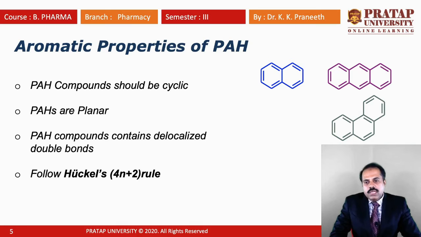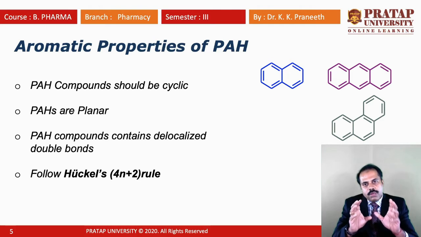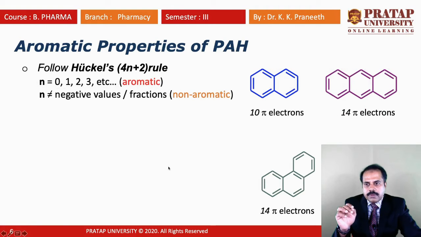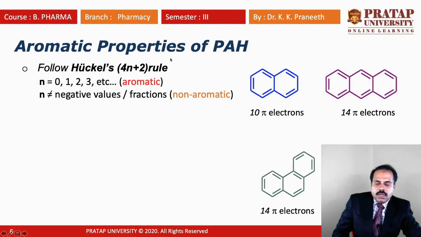The last one is that it should follow Huckel's rule, that is the 4n plus 2 rule, right? Any compound, if it follows this 4n plus 2 rule, is aromatic. We have seen this follows the three rules. We can also easily verify whether it follows Huckel's rule. Huckel was a scientist from Germany. So let's see how we can verify Huckel's rule for these three examples I have given. Huckel's rule is the 4n plus 2 rule.